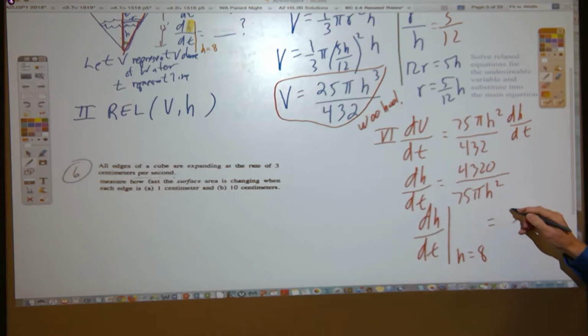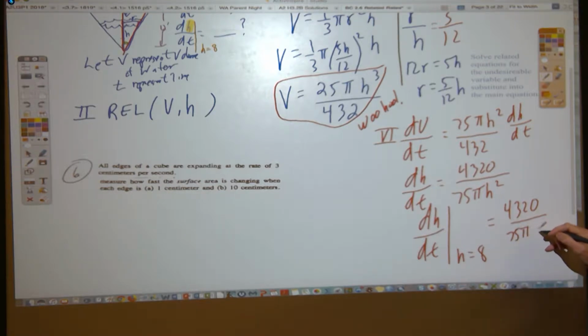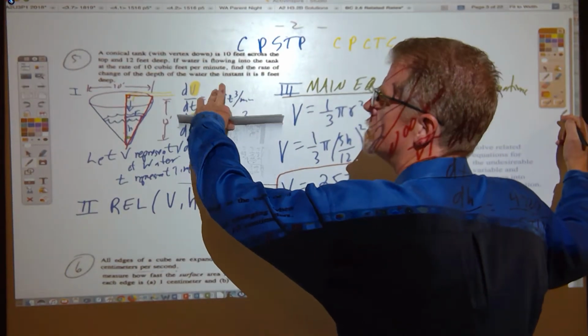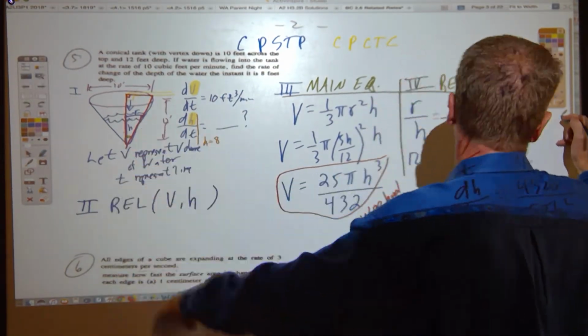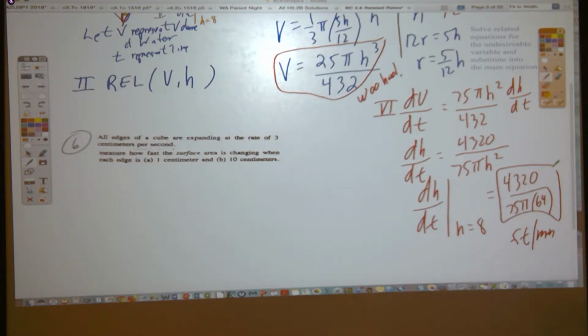So if you were to take the time to type all this into your calculator, 4320 over 75 pi times 8 squared, which is 64, that would be the answer. We better get the units right though. The change in the depth of the water would be in feet per minute. Whatever this number is, feet per minute would be the rate at which it's growing.